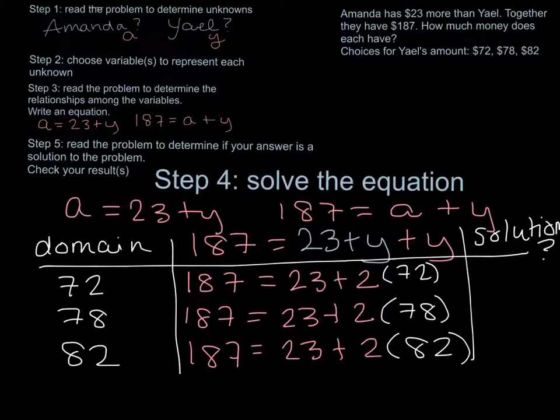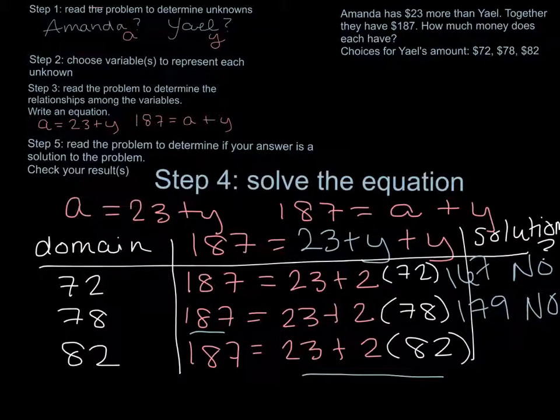This first equation simplifies to 167. So I've determined that 72 is not a solution for this problem. The second equation simplifies to 179, which again is not equal to this 187, so we do not have a solution in 78. We do, however, have a solution in this last problem. When I simplify this side of the equation, I get 187. So this whole equation then is true, which means that 82 is a solution for this problem.